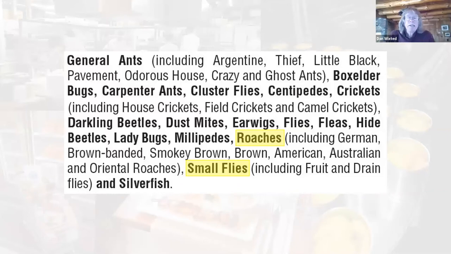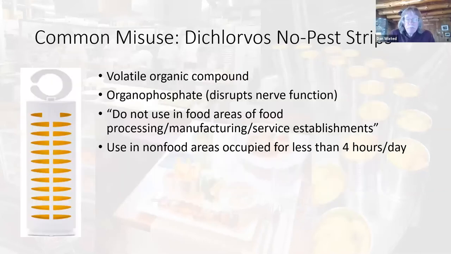Next. So reading the label and understanding it is extremely important, and we do find pesticide misuse where people fail to do that. A common one I just want to point out so people are aware of it is no-pest strips containing dichlorvos, which is a volatile organic compound, which means it dissipates out of this pest strip into the air. It's an organophosphate insecticide, which means it disrupts nerve function of people as well as insects. And every label of these pest strips says don't use in food areas of an establishment. Next.